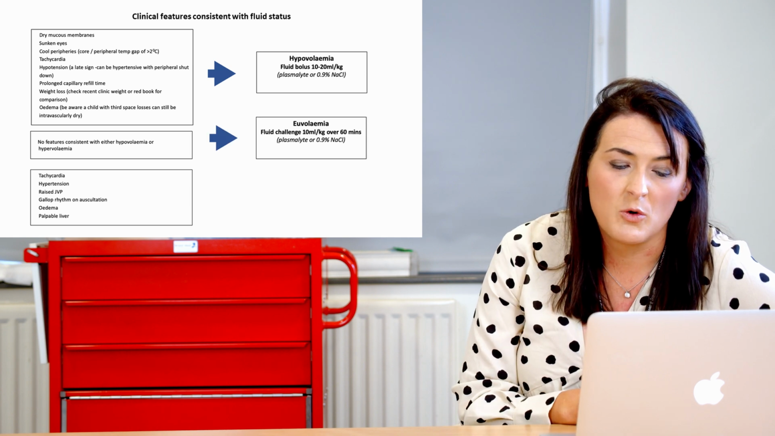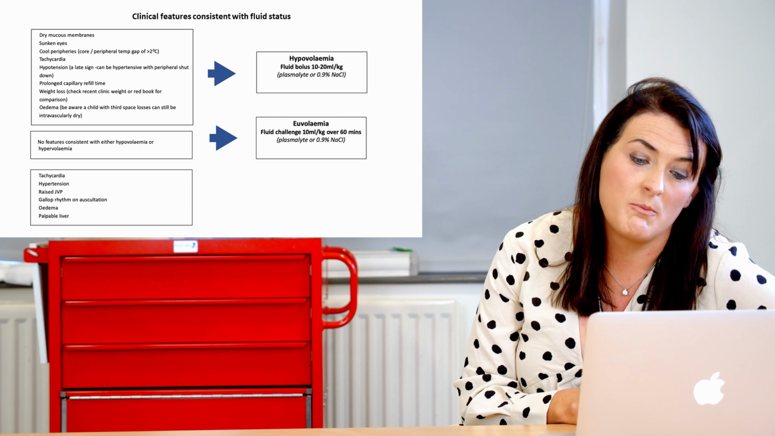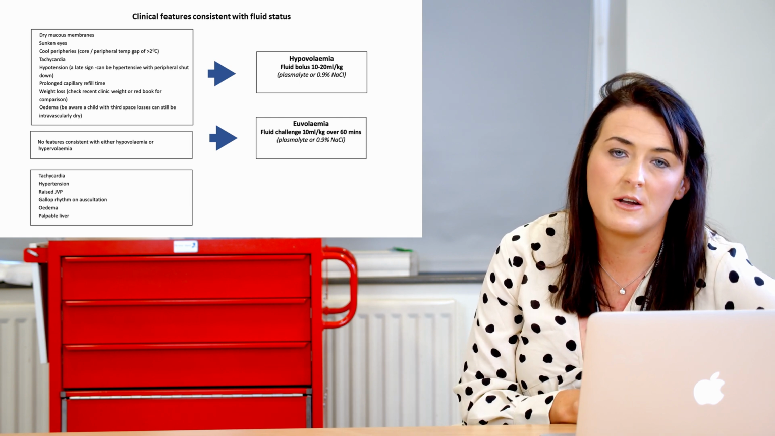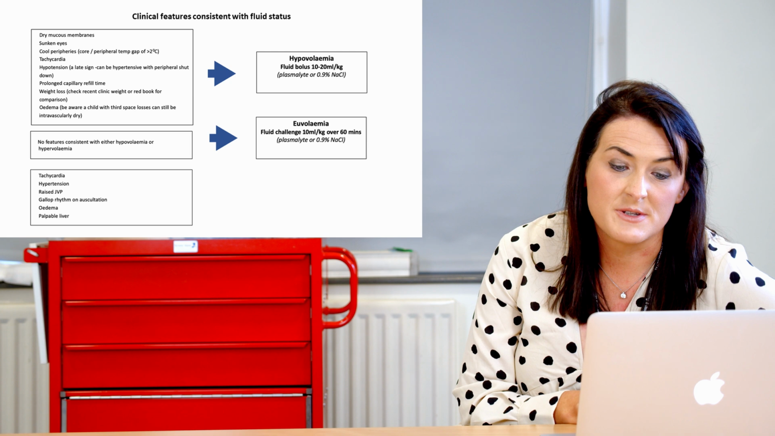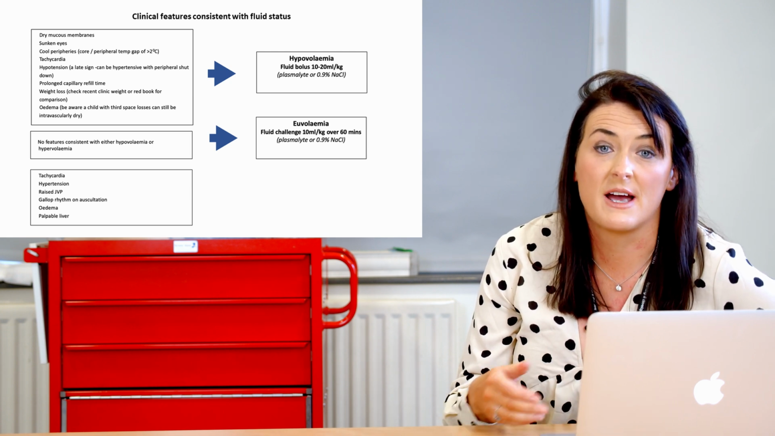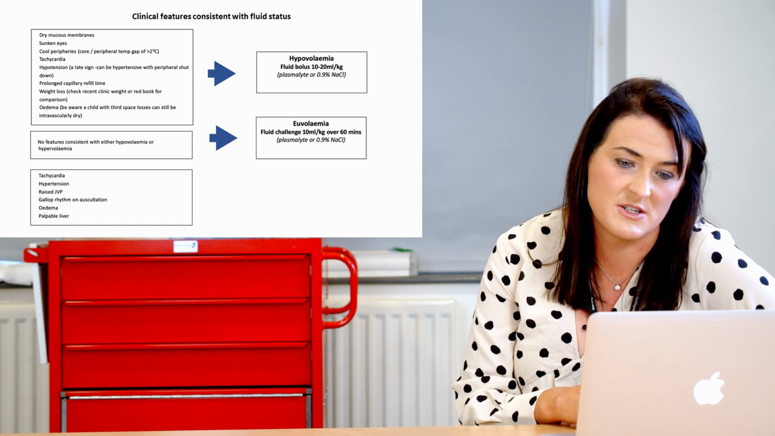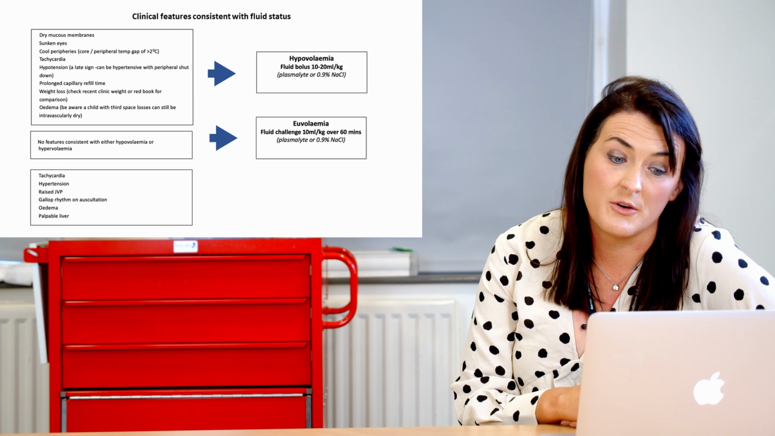For those children that don't quite fit into either hypovolemia or hypervolemia, you may feel they are euvolemic, but they can still undergo a fluid challenge, which can be between 10 to 20 mls per kilo, but maybe given over a slower space of time, such as 60 minutes, to see how they respond to that. Does it improve their observations or does it improve their urine output?